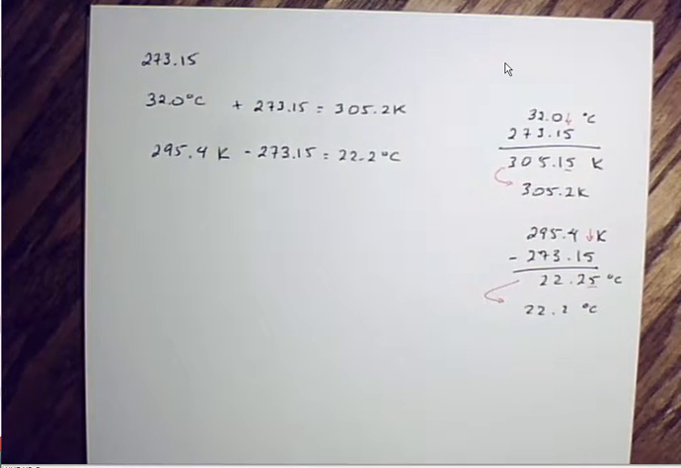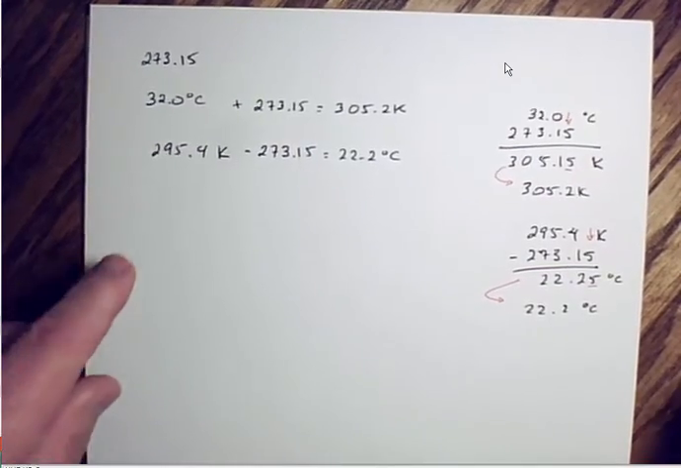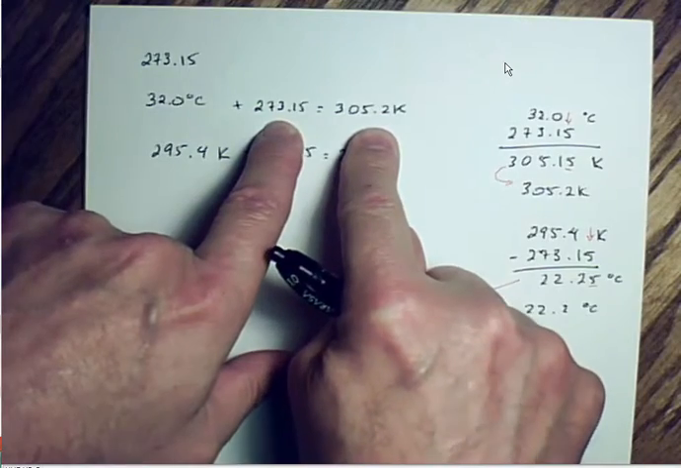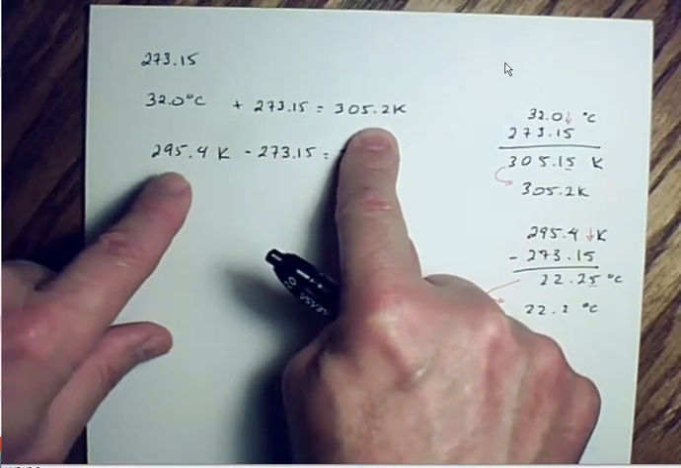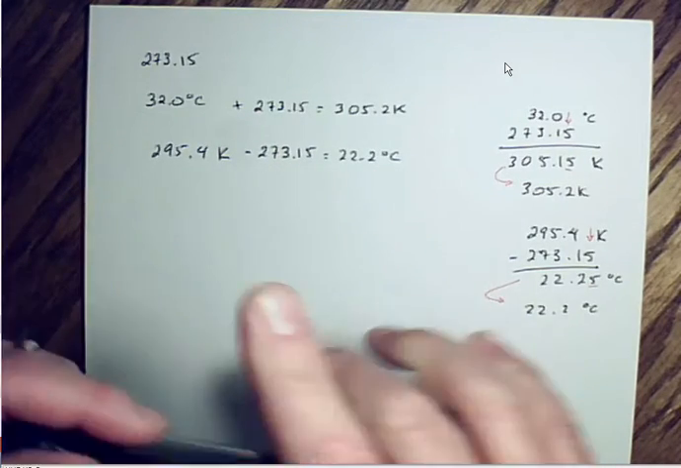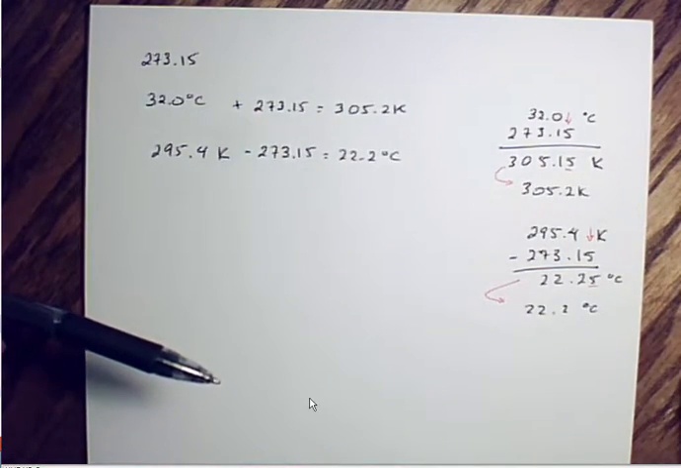So to go from Celsius to Kelvin, you add 273.15. To go from Kelvin to Celsius, you subtract 273.15. Okay? To go from Celsius to Kelvin, you add 273.15. To go from Kelvin to Celsius, you subtract 273.15.